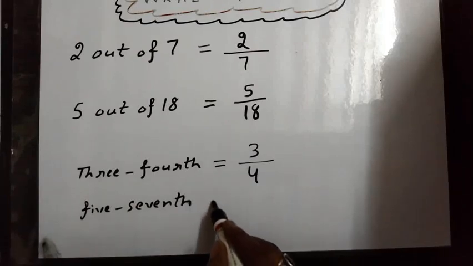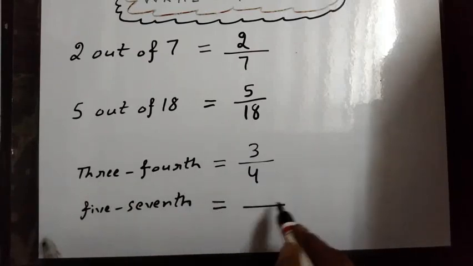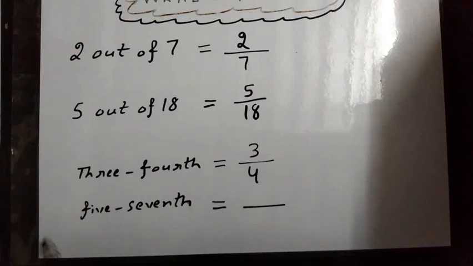Okay. So I hope you will guess the last answer, 5/7. So what will be its answer? Yes, 5 you will write upside and 7 you will write in downside.